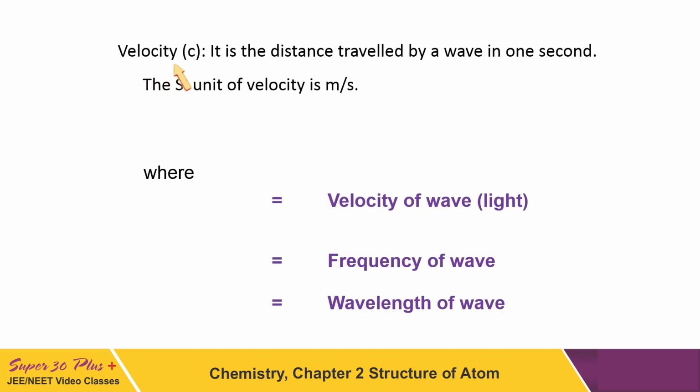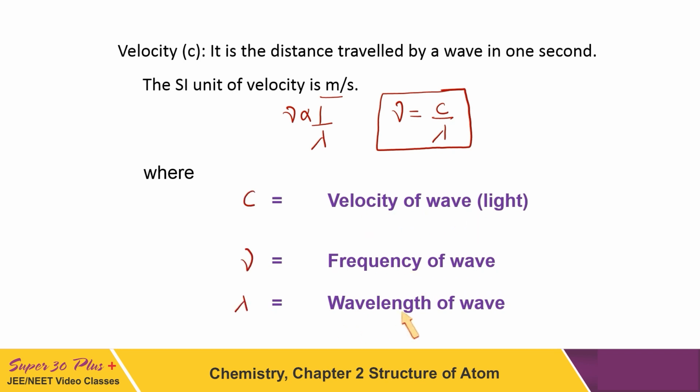Now what about velocity? Velocity is the distance traveled by wave in 1 second, and the SI unit of velocity is meter per second. Velocity of any wave is calculated with the help of nu and lambda, meaning frequency and wavelength. So nu is proportional to 1 upon lambda, and as a constant we apply nu = c/lambda. This is how we calculate the velocity, where c is the velocity of wave, nu is the frequency of wave, and lambda is the wavelength of wave.